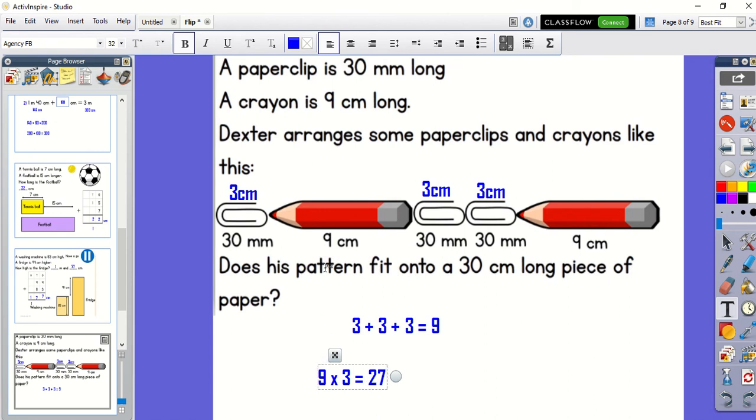27 what? 27 centimetres. Now, it says, does his pattern fit onto a 30cm long piece of paper? Well, yeah, it does, because 27 centimetres is smaller than 30 centimetres. So my answer is a great big yes. Yay. Okay. So if you come across a question like this, that's the best way to solve it. Quite a few steps, but worth it in the long run, makes the final calculation that much easier.